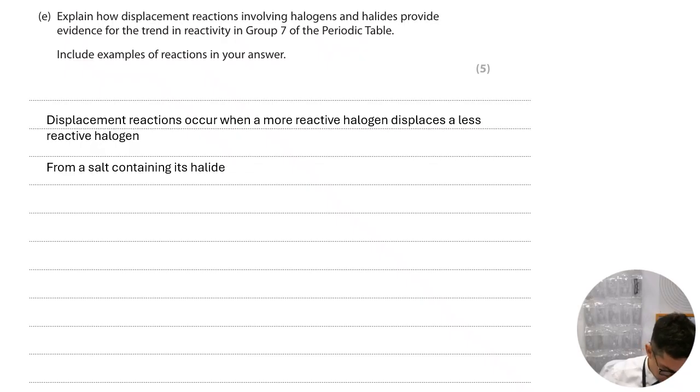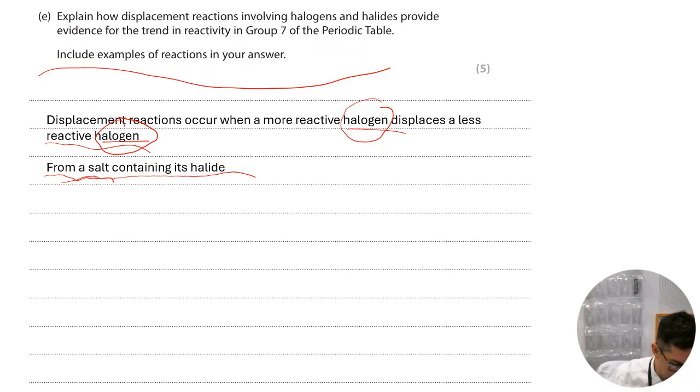Okay, so we've defined that displacement is a reaction that occurs when a more reactive halogen displaces a less reactive halogen. And that would be from a salt containing its halide. Notice how I use the word halogen displacing halogen. We're comparing like for like, but it's in a salt. Let me show an example, because we need to show an example anyway.